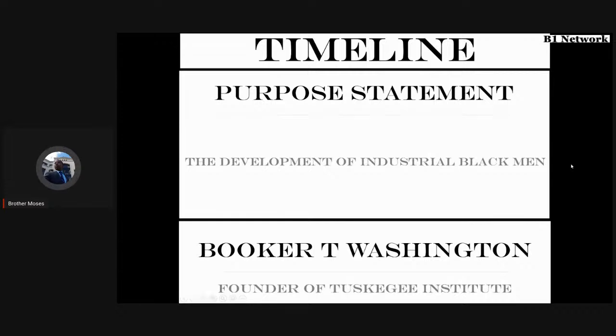So the very top strip, you see the timeline. It has to be cut out and put on a billboard, so you got to make the font size huge. Purpose statement: the development of industrial Black men. That's fair enough for Booker T. Washington, as he was a man who advocated for skills and entrepreneurship. All right, Booker T. Washington, the founder of Tuskegee Institute. So that's going to be pretty big there on the size board.